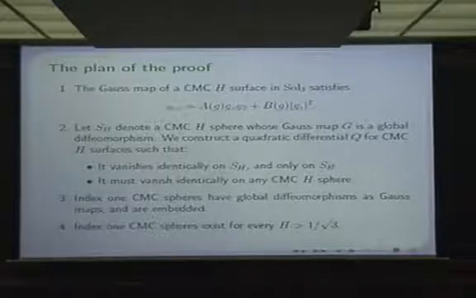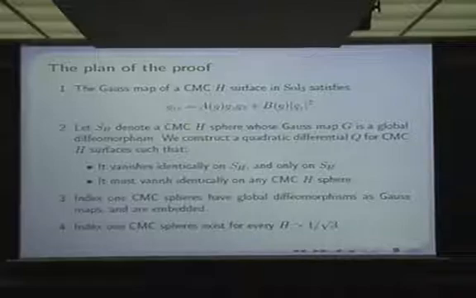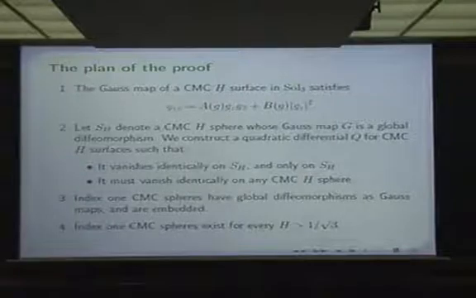But now one key step will be to prove that if you have a constant mean curvature sphere whose index is 1, as I explained the notion of index yesterday, that is, it only has one negative eigenvalue for the Jacobi operator, well, for minus the Jacobi operator, then this hypothesis implies that the Gauss map is a global diffeomorphism, and moreover, the condition that the Gauss map is a global diffeomorphism implies that the spheres are embedded.